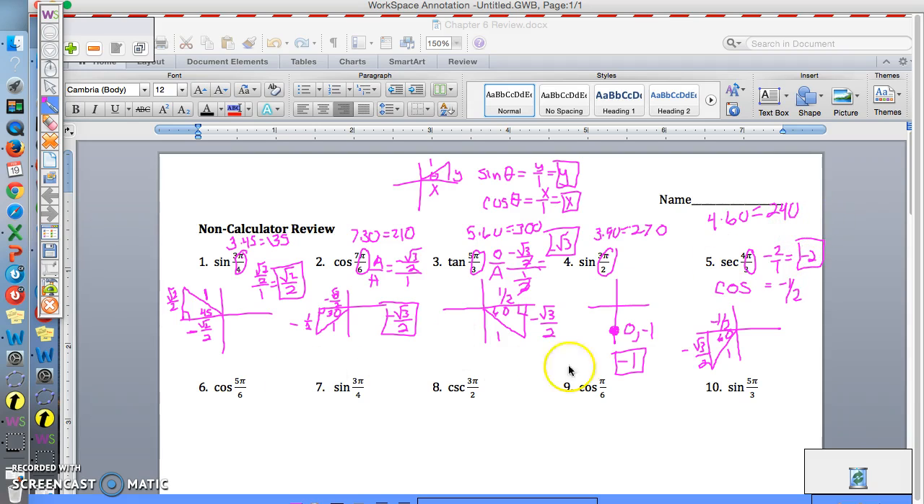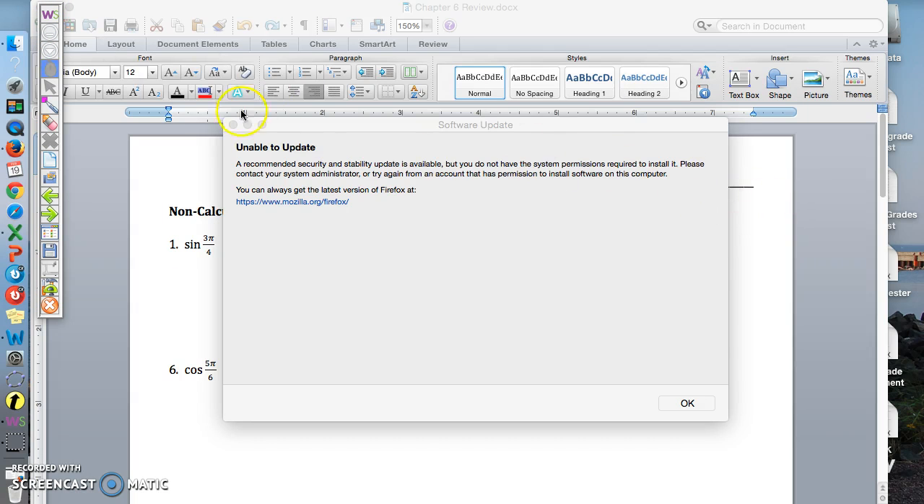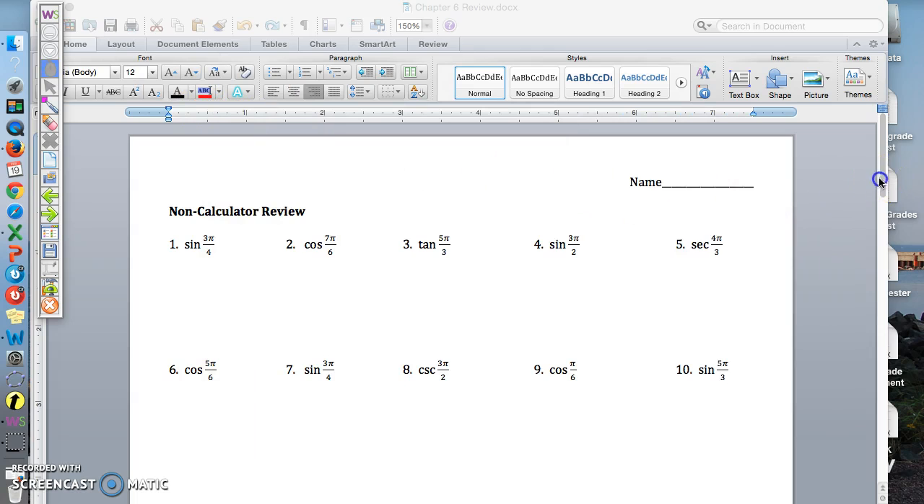So I'm going to have you try the rest of these. Actually, let's have you try the rest of these, and then you can check them with the answer key. So now we're going to jump down to the bottom part here.